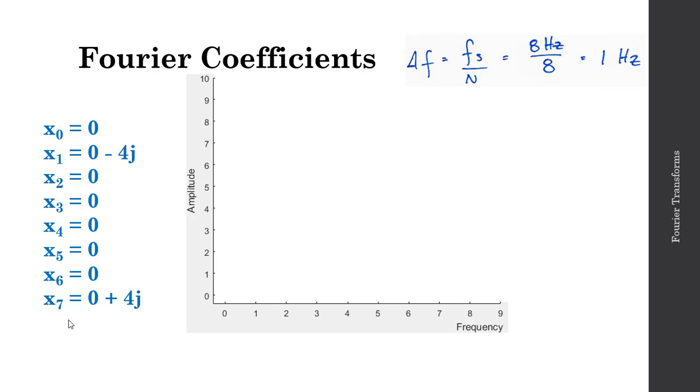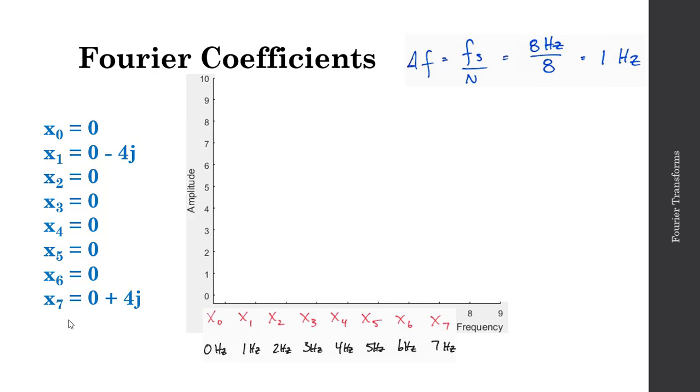So let's look at our coefficients on the x-axis of this frequency spectrum. I have my coefficients x0 through x7. Based on my delta F, I'll have an x sub 0 at 0 Hertz, an x sub 1 at 1 Hertz, x sub 2 at 2 Hertz, and so on. And once again, note that this is not a continuous frequency axis. This is a discrete frequency axis. So the next step then is to take a look at the magnitude.